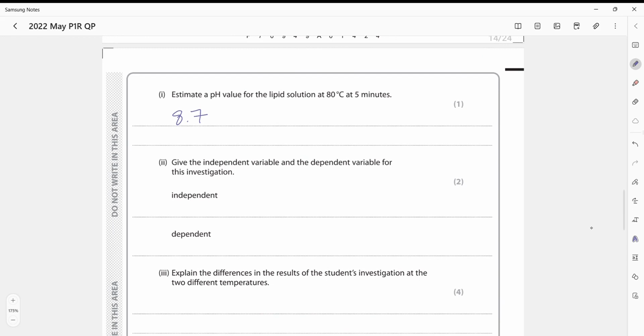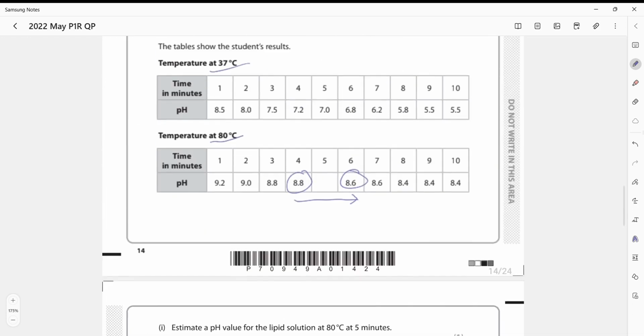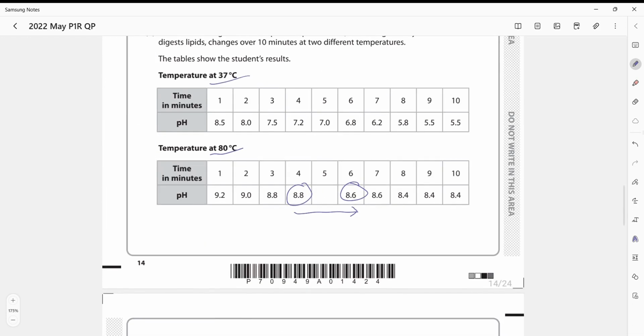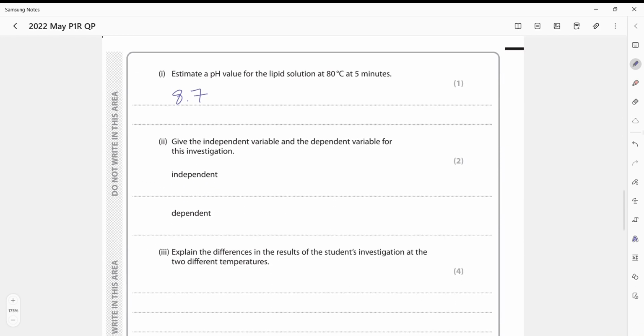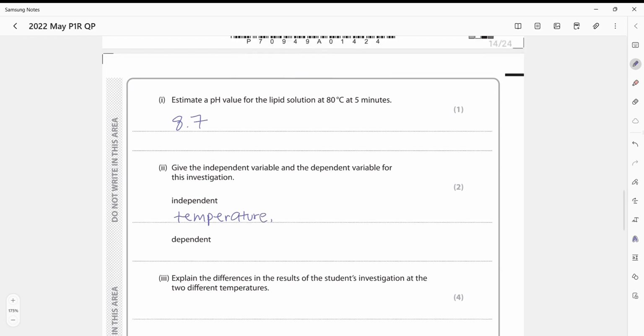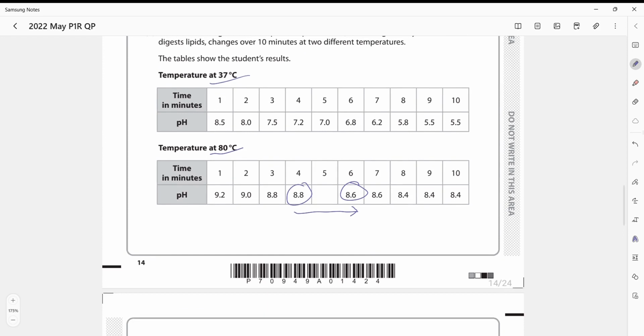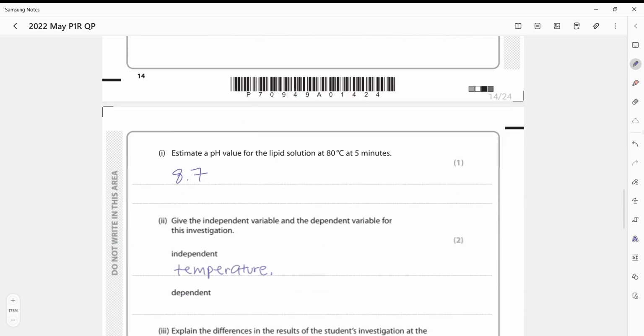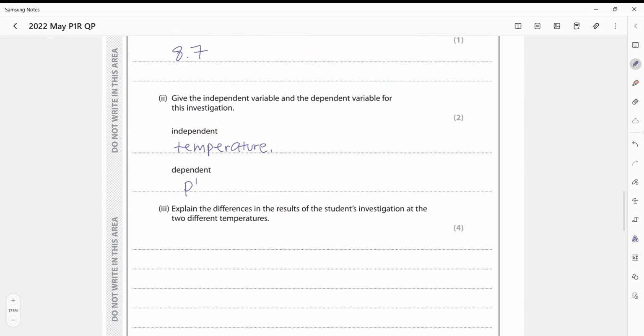Part 2, give the independent variable and the dependent variable for this investigation. The independent variable is what we're changing, and here we're looking at 2 different temperatures, 37 and 80 degrees. So here the independent variable would be temperature. Now, the dependent variable is the thing that we measure. Here, according to the table, we are measuring the pH. So that'll be the dependent variable.